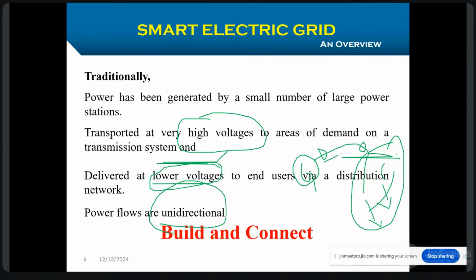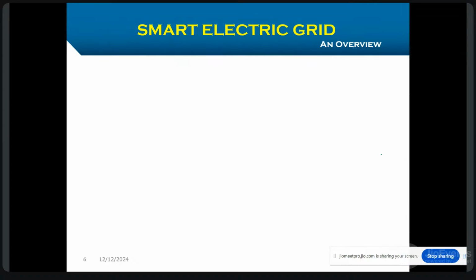Always the power flows from the high voltage end to the low voltage end. So we have built the generating stations, and we have connected these generating stations with the loads. So we just followed the concept of build and connect. Now, distribution networks can no longer be left to their own devices.